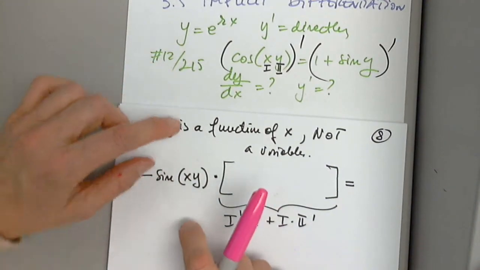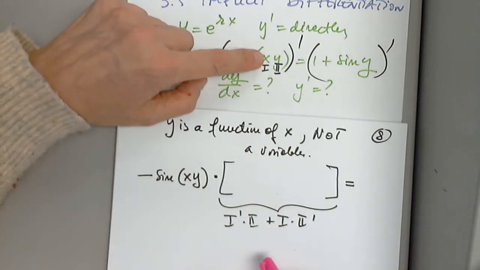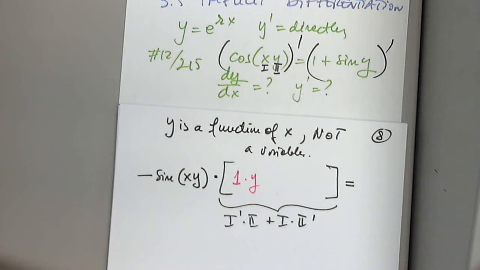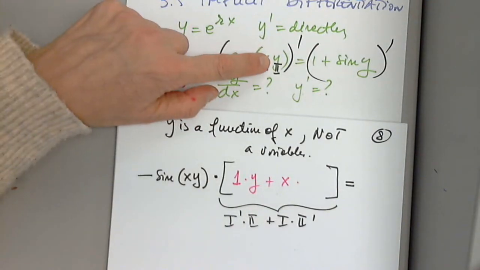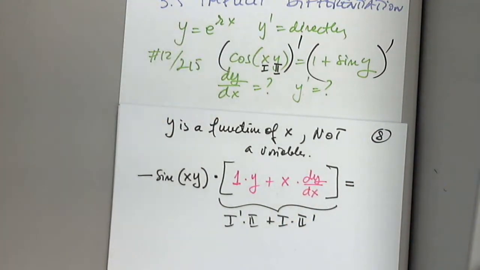Okay, so I have to differentiate the first function, which is x. Well, I get 1. So I'm multiplying. If you want, you can write 1 just to see it. Plus x times the second function prime. Yes, but I have to write dy over dx. Indeed, it is y prime. We are done with the left-hand side.